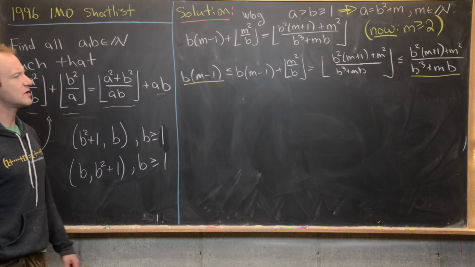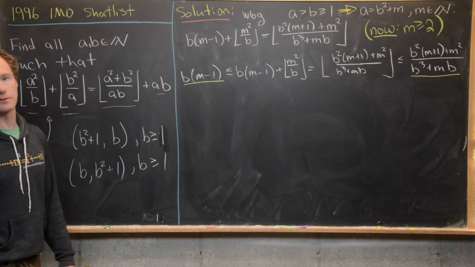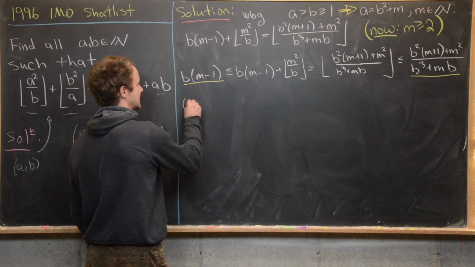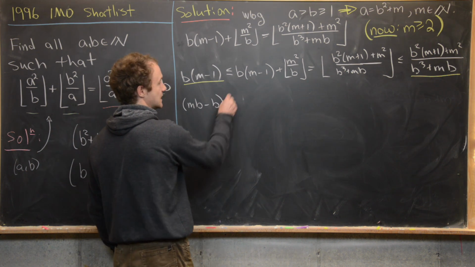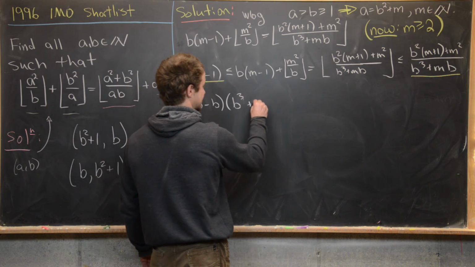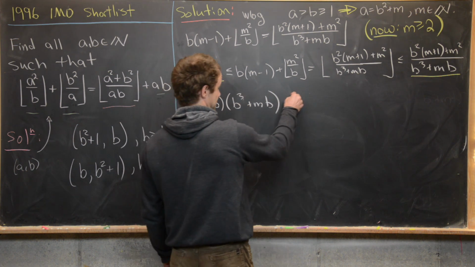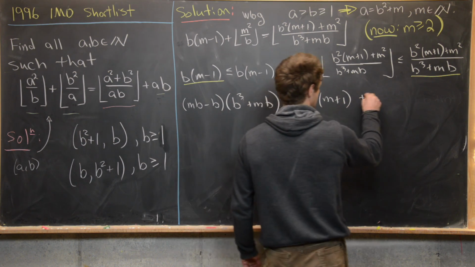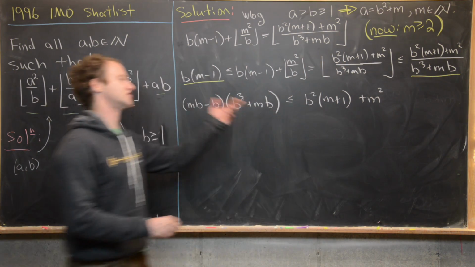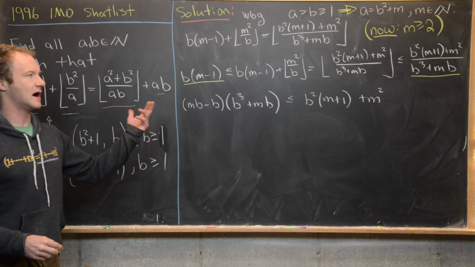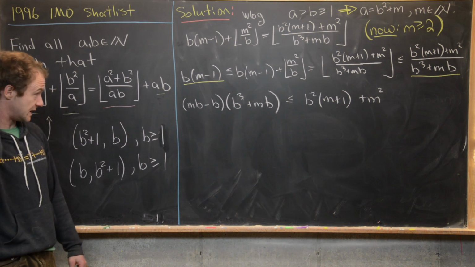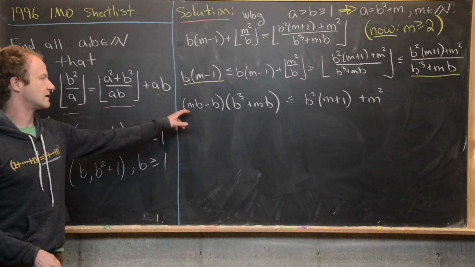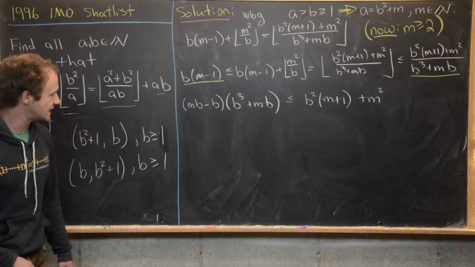Okay, so let's clear the denominators here so it's a little bit easier to work with. I can multiply the b through here, and that's going to give me (mb minus b) times (b cubed plus mb) is less than or equal to b squared times (m plus 1) plus m squared. Again, that's just clearing the denominator. I didn't need to worry about a potential reversal of the inequality because we know that this b cubed plus mb is always positive.